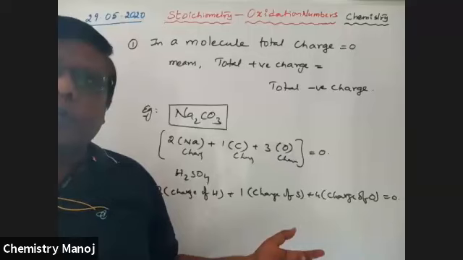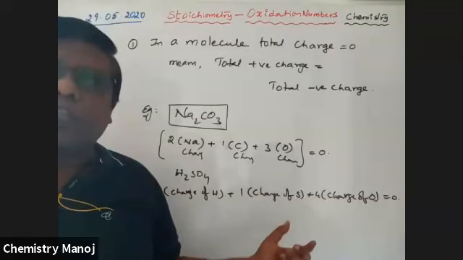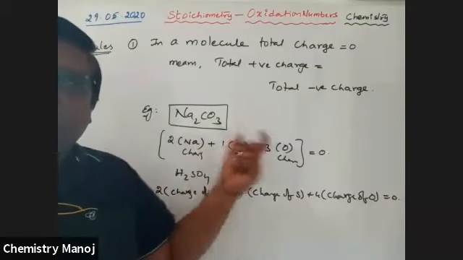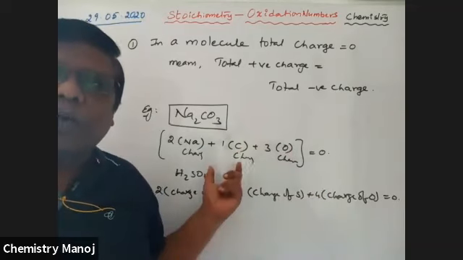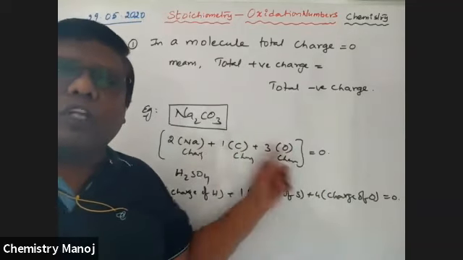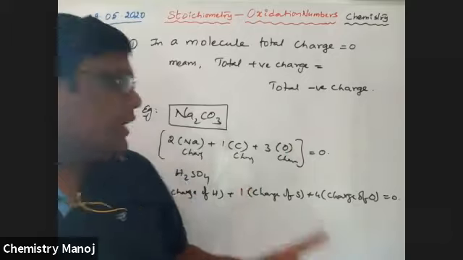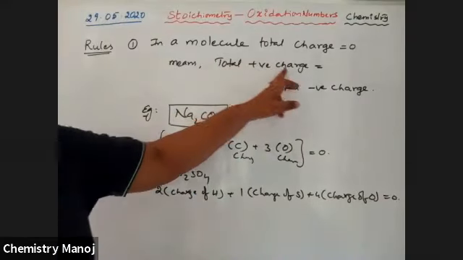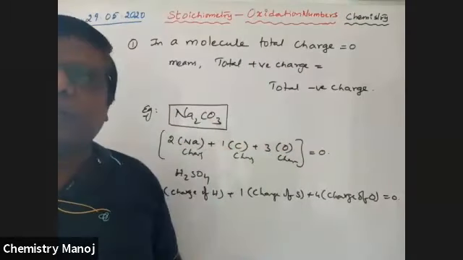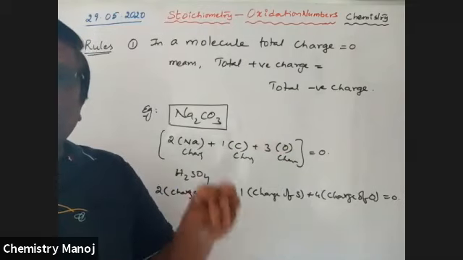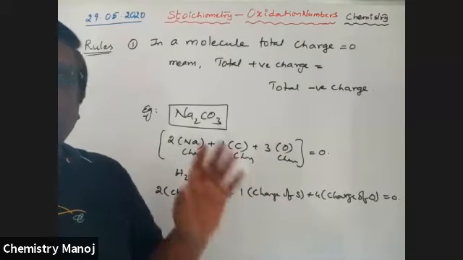When is it possible? Some elements have positive charge, some elements have negative charge. So total positive is equal to total negative, then only the total sum is equal to 0. Because of that, in a molecule, total positive charge must be equal to total negative charge.